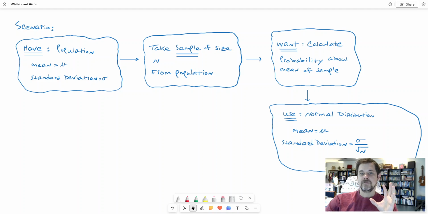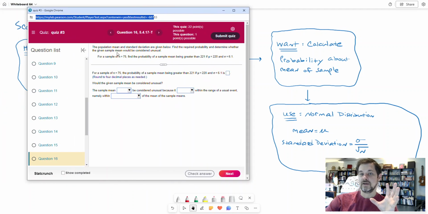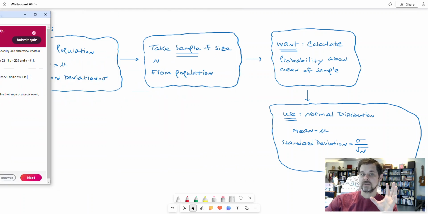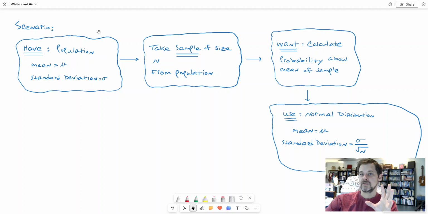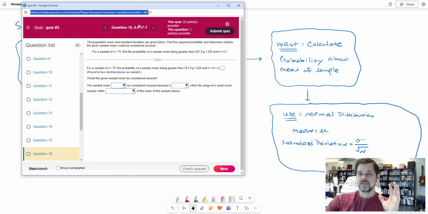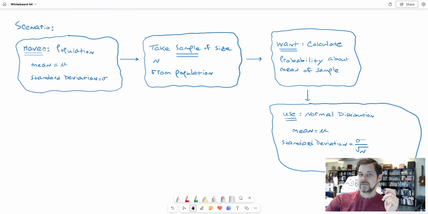Okay, do we have a population to start with, a mean and standard deviation? Yeah, we do. It says the population has a mean of 220 and a standard deviation of 6.1. So I'd say yes to that one. Did we take a sample of size n from the population, a sample of some size with that number being given? I'd say yeah, it says we took a sample of size 75. Okay, so check on the first one, check on the second one.